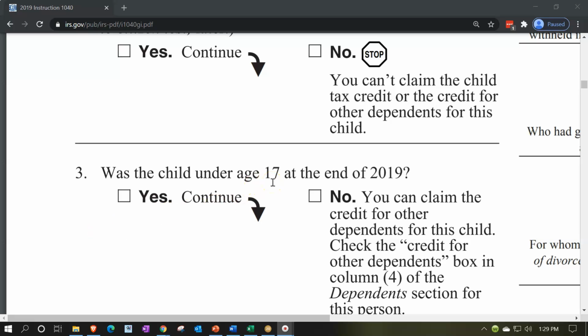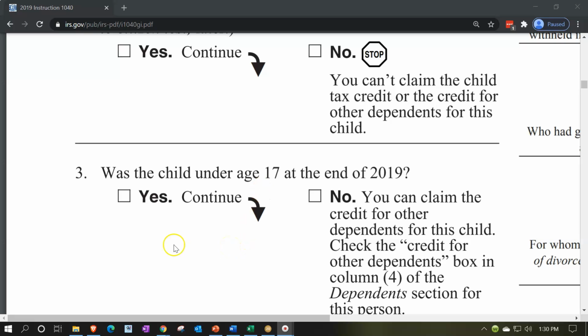Notice when we talked about whether they qualify as a qualifying child, the age was 19 if they can, and then it was 24 if they're going to be a student. But now we're talking 17 to qualify for the credit. So we've got those three different ages here: 17, 19, 24. To qualify as a dependent qualifying child, it's 19, and then 24 if they're a student, and then 17 is the limit to get the child tax credit here.